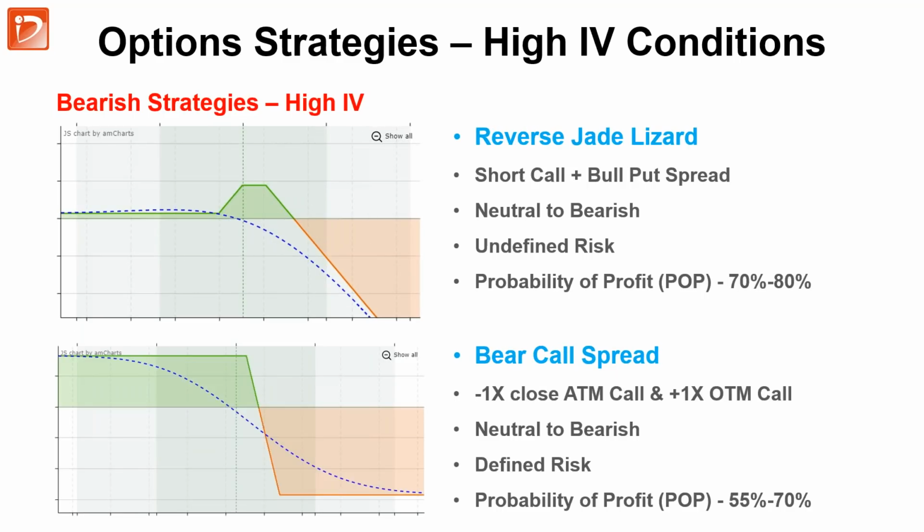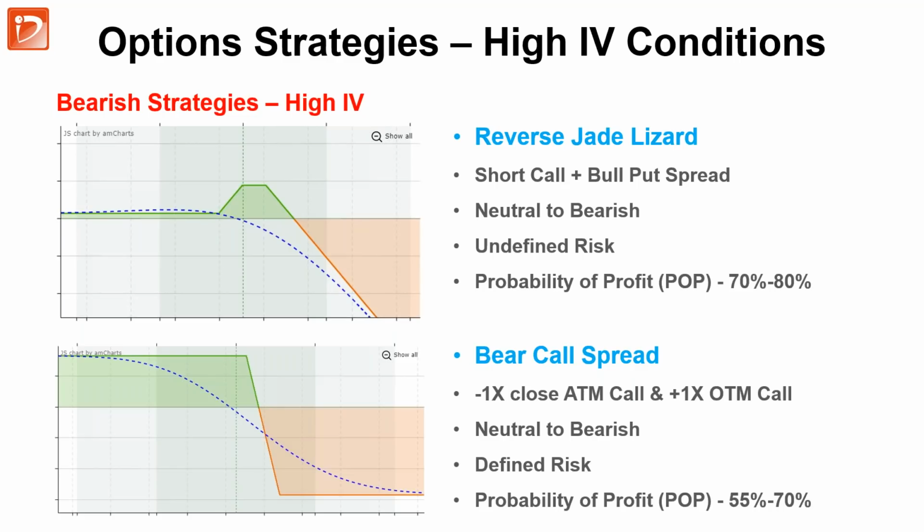Now, coming to other strategies is reverse jade lizard, which is like the reverse of the jade lizard that I showed you. It's also called twisted sister, I think. And here you are selling a bull put spread and you're funding it with a short call. And this is done when the market has gone very high, like it's going in one direction and you expect some kind of correction at some point. Then use this kind of strategy. And this is a neutral to bearish, undefined risk strategy, and POP is around 70 to 80%.